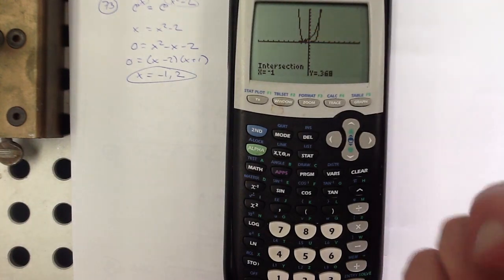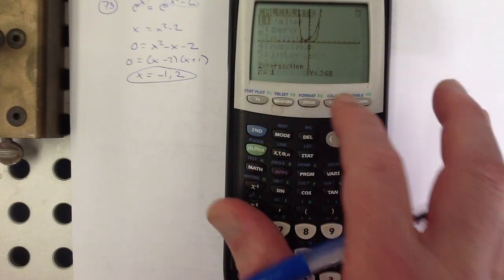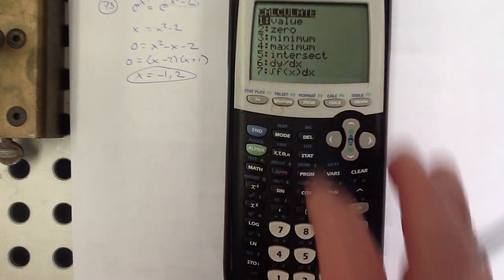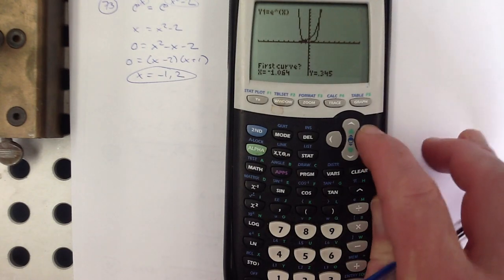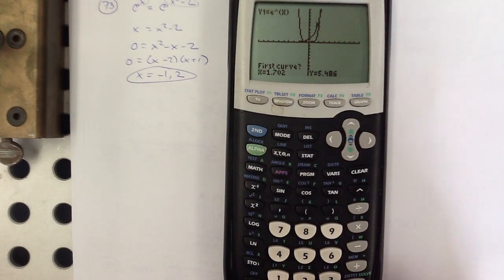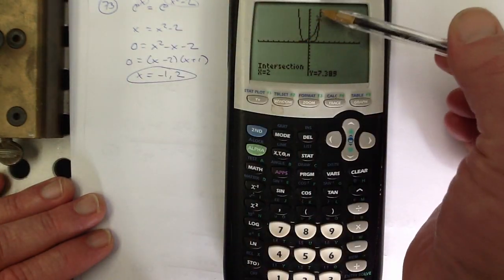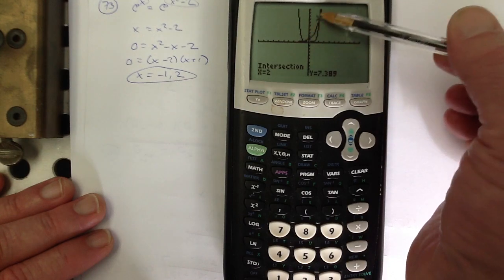How do you find the other one? Well, you got to move the cursor over. Second calculate, number 5 for intersect. I got to get closer to that one, so now I'm pretty close to that one, and it'll give me that intersection at 2. But if you did it this way with the graph, it would be up to you to spot that there's 2 there.